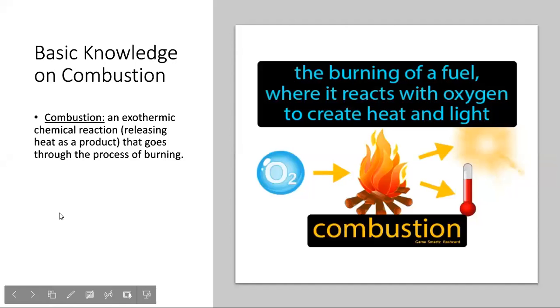In order to start this off, I wanted to talk about combustion a little bit and make everybody familiar with that again. So combustion is an exothermic chemical reaction, so it releases heat as a product and it goes through the process of burning. So to the right, I wanted to include just a little illustration of a combustion reaction. So we have the oxygen gas, and usually it'll react with a hydrocarbon, and those things are burned in order to create heat and light. But you'll also see how it creates carbon dioxide and that H2O gas as well.